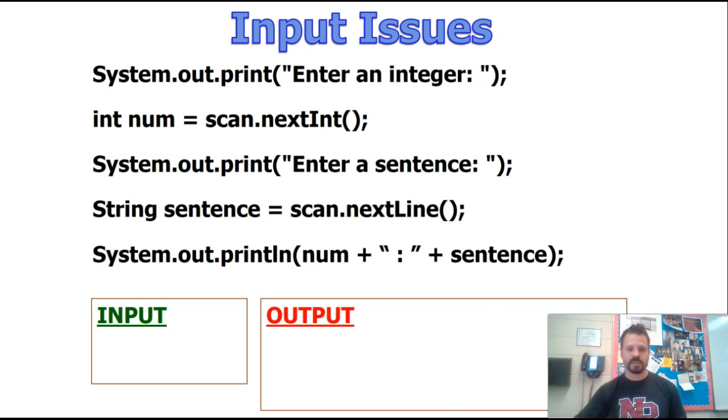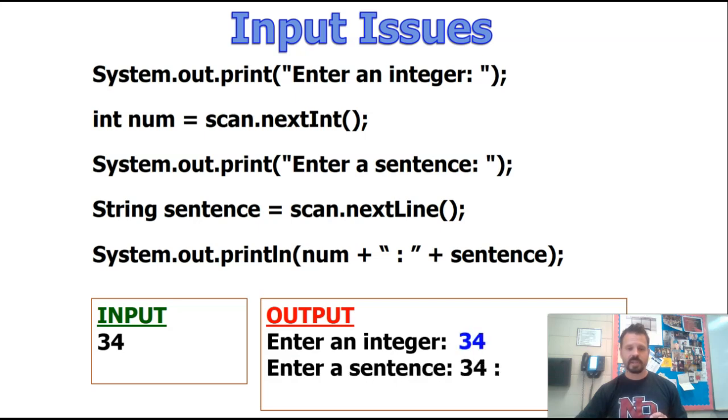Here's what's going to happen with this one, though. We'll get to our first prompt statement, enter an integer. Let's say I type in a 34. And with this, when I hit enter, all in one step, I'm going to get all this stuff here, the program will quit, it'll be over. It'll never give me a chance to enter a sentence.